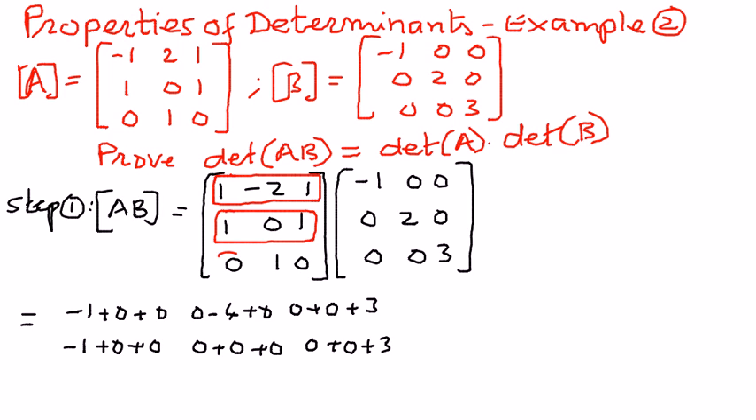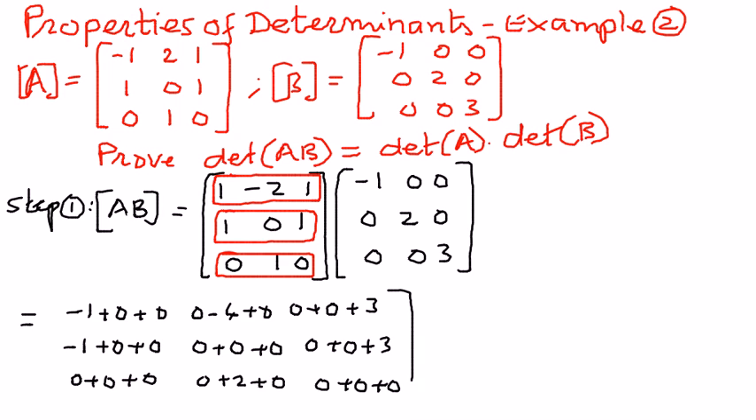Then we go to the third row of the first matrix and multiply that by the first column, second column, and third column of the second matrix. The way to do that is as follows: 0 times -1 is 0, plus 1 times 0 is 0, and then plus 0 times 0 is 0. Then the second multiplication will be as follows: 0 times 0 is 0, then 1 times 2 is 2, and then 0 times 0 is 0, and then 0 times 0 is 0, 1 times 0 is 0, and then 0 times 3 is 0. So we got all the elements of the product matrix.